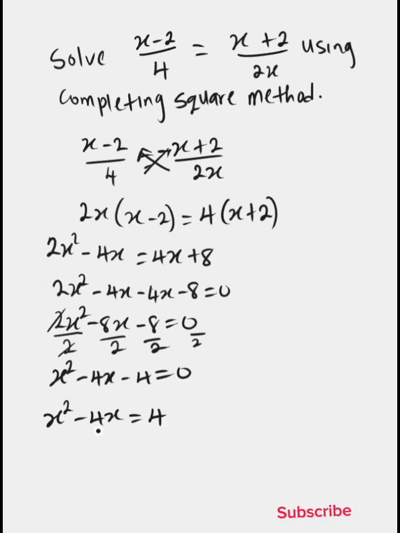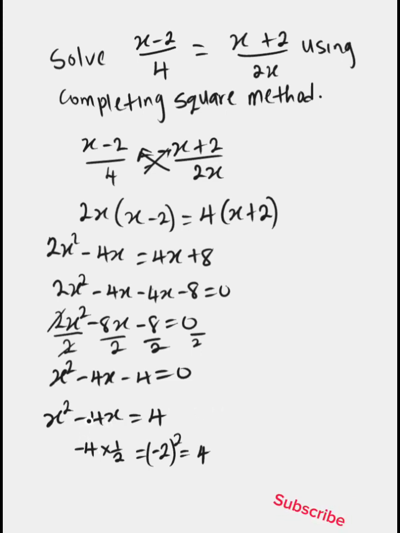The next thing we are going to do is to take the coefficient of x, which is negative 4, and find what the half of it is. That is multiplying by 1 over 2. This will give us negative 2. Then square this number. That would give us 4. Add it to both sides of the equation.